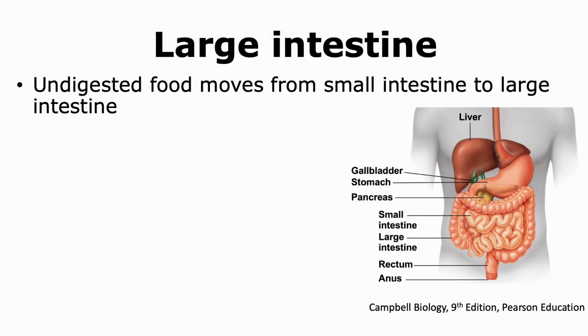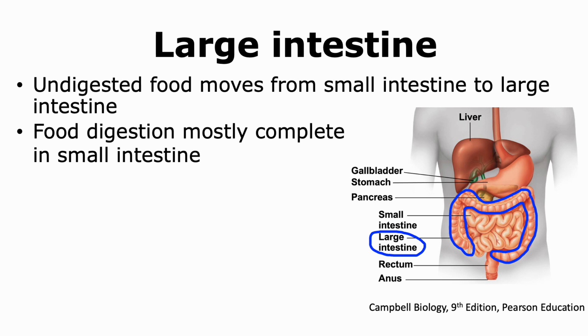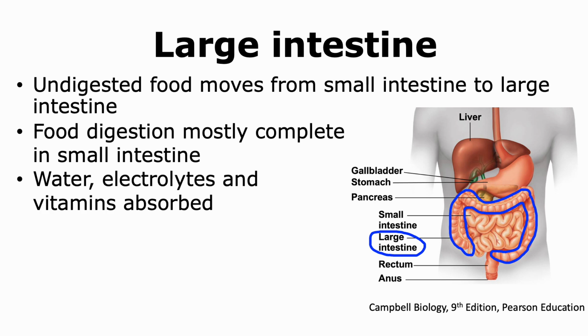The undigested food moves from the small intestine to the large intestine. It should be noted that by the time the food comes to the large intestine, most of the digestion is already complete in the small intestine. And hence, whatever food is now present in the large intestine is material that the small intestine could not break down. Within the large intestine, water, electrolytes, and vitamins are absorbed by the cells present on the intestinal wall of the large intestine.